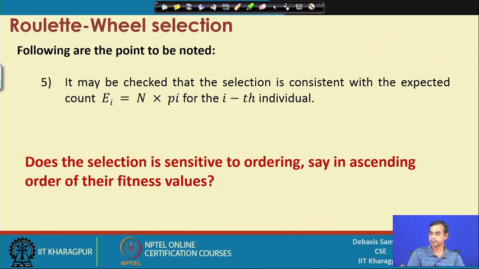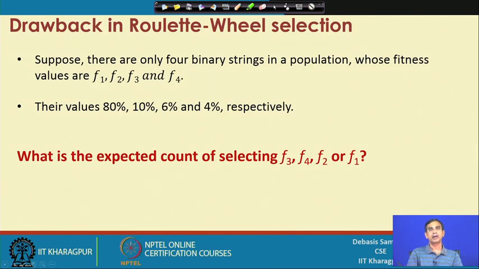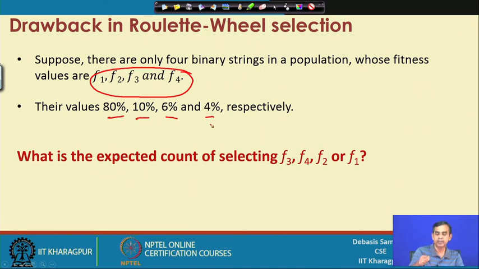Now, roulette wheel selection is a better approach than the canonical selection, because canonical selection is basically a very naive approach, but roulette selection gives a favor. However, it suffers from one limitation which I want to discuss. As an example, the limitation of the roulette wheel can be understood. Suppose at any instant there are only 4 individuals, denoted by F1, F2, F3 and F4, and their fitness values are here. So, 80, 10, 6 and 4, these are the fitness scores, and in percentage we have represented it.